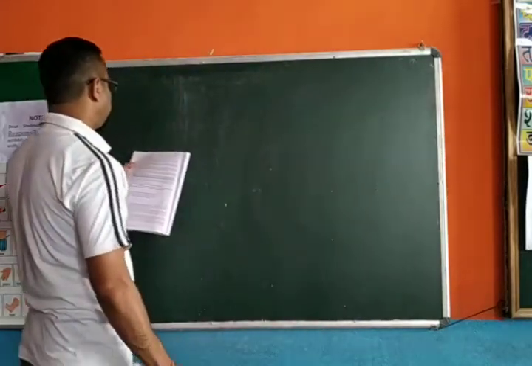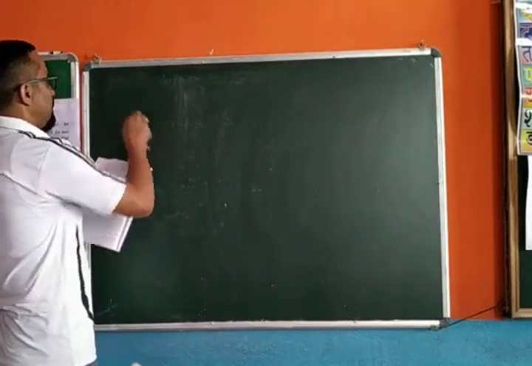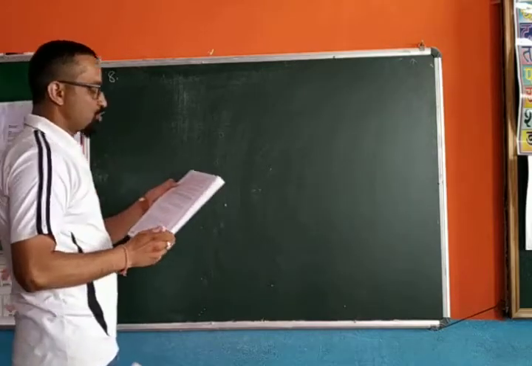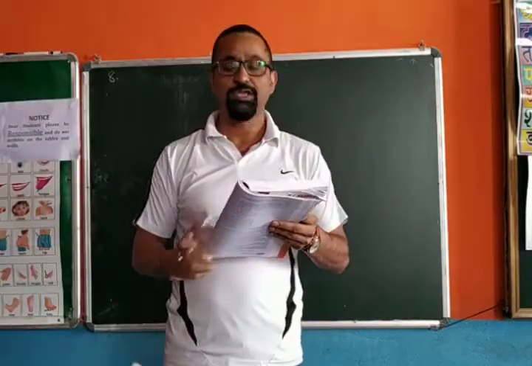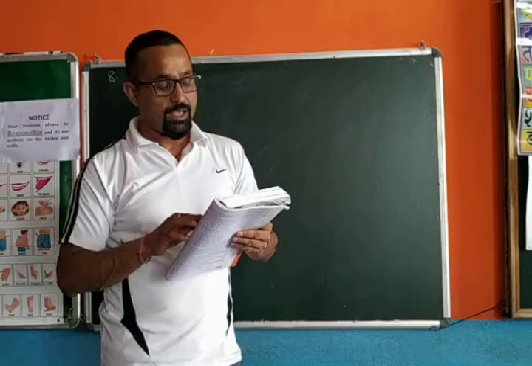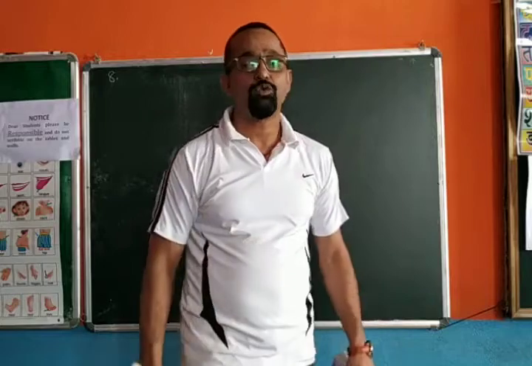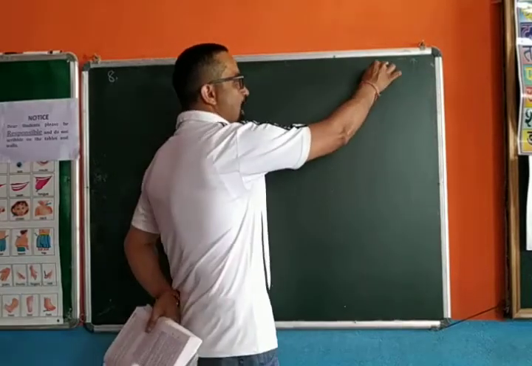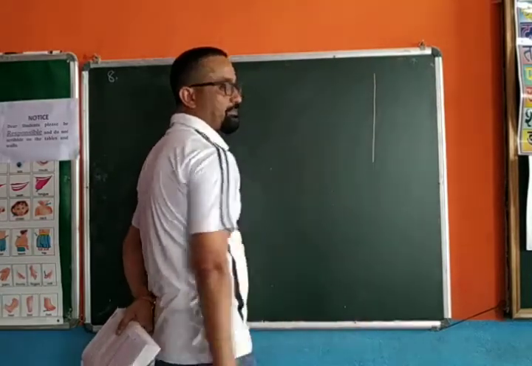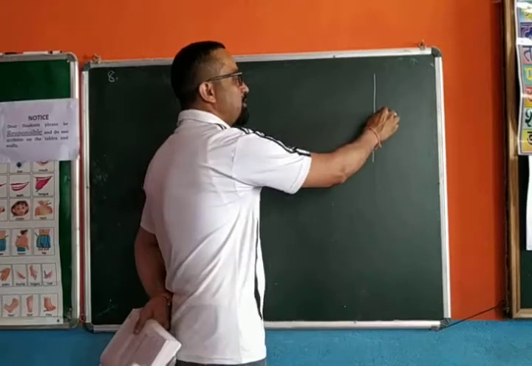Question number 8. Question says that an electric pole is 10 meters high. A steel wire tied to the top of the pole is affixed at a point on the ground to keep the pole upright. If the wire makes 45 degrees with the horizontal through the foot of the pole, find the length of the wire. So you have an electric pole which is 10 meters high.